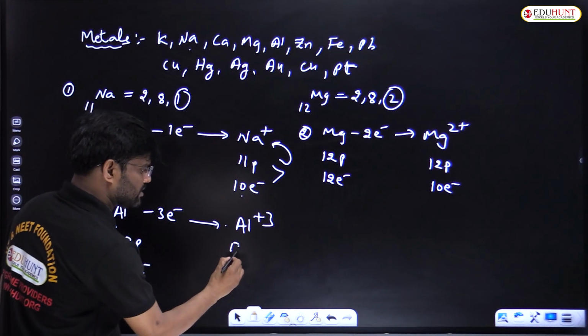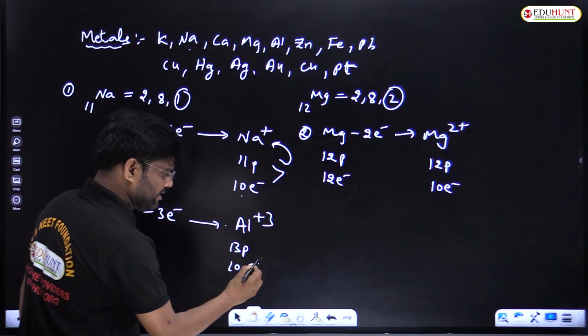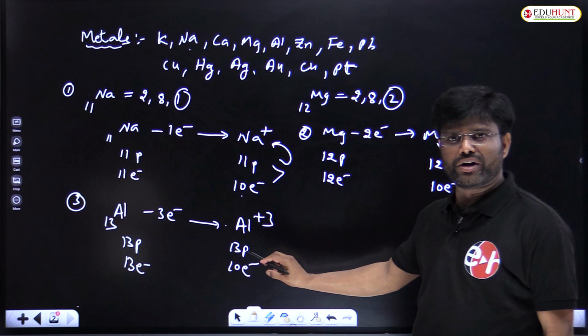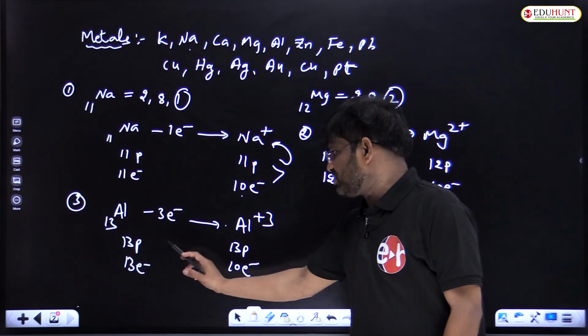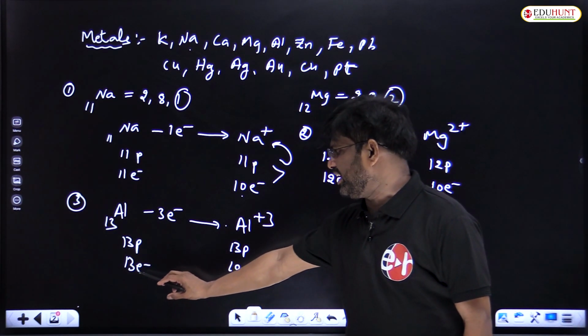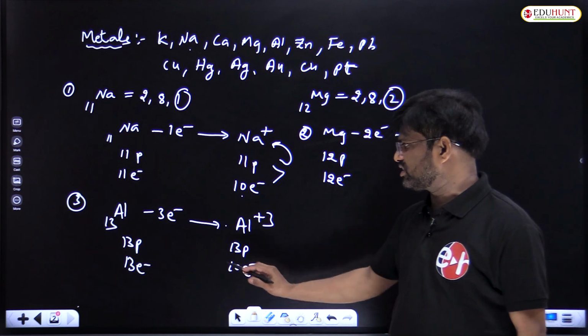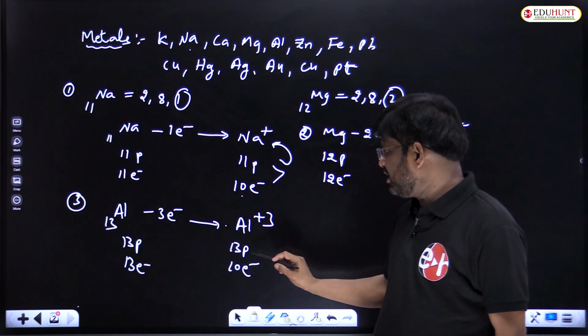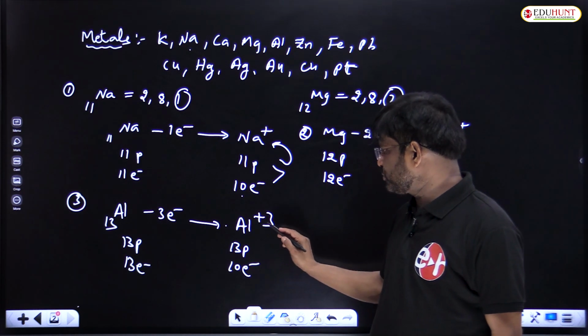Here 13 protons, 10 electrons, and the difference is 3 protons. So here 3 protons are more than 10 electrons. Here 13 protons, 13 electrons. After removing 3 electrons, we get 13 protons and 10 electrons, children. So here aluminium shows plus 3.